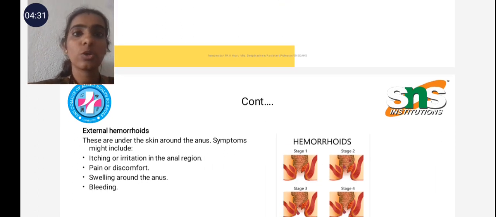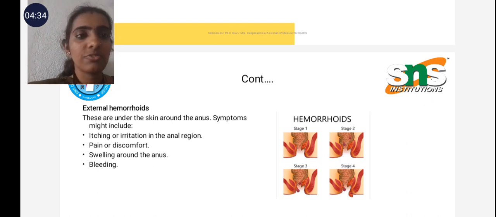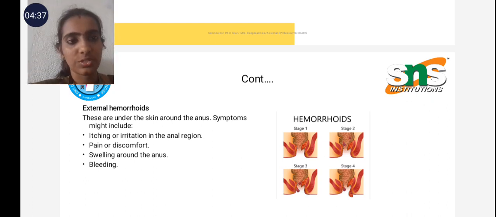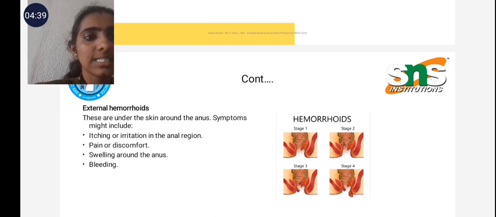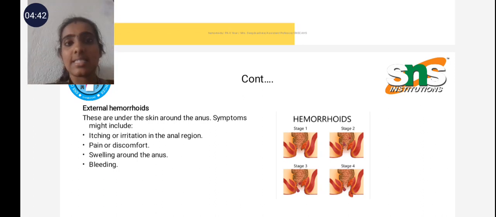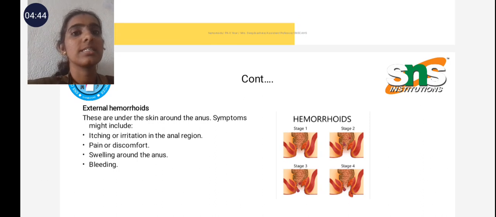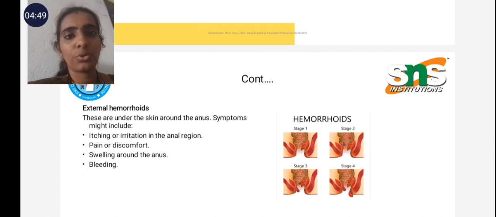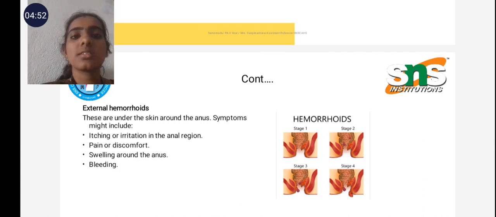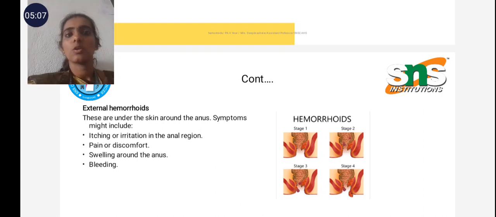Then we are going to see the symptoms of external hemorrhoids. External hemorrhoids also have four stages. In the first, second and third stages, it is like internal hemorrhoids, inside only. In the fourth stage alone, it can protrude out from the rectum. External hemorrhoids are under the skin and around the anus. Symptoms might include itching or irritation in the anal region, pain or discomfort, swelling around the anus, and bleeding. These are the common clinical symptoms.